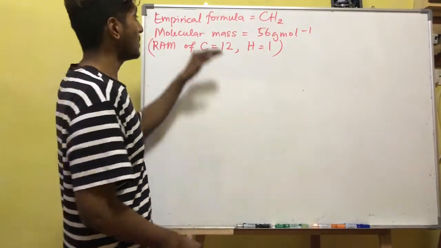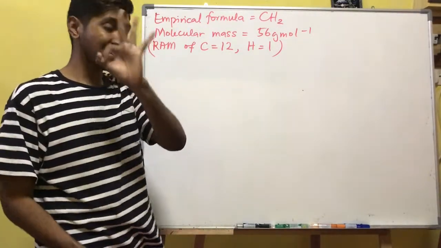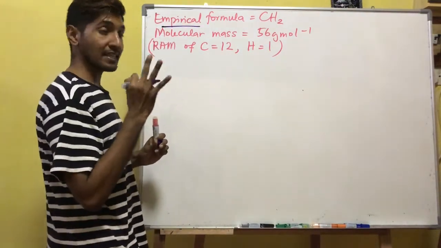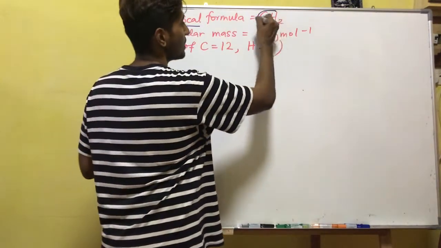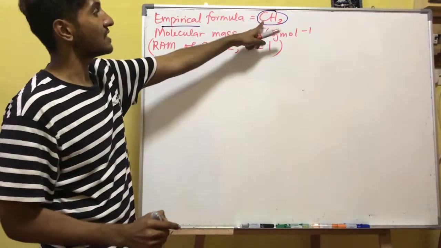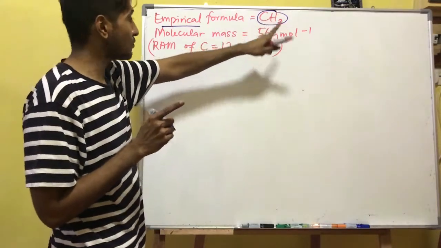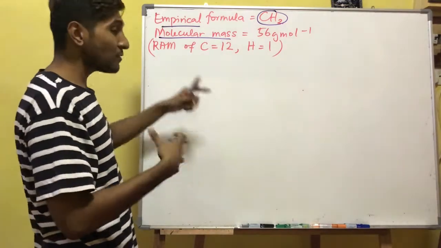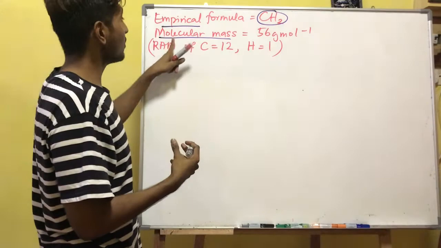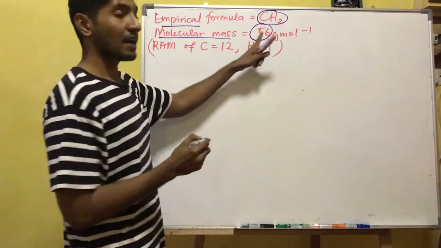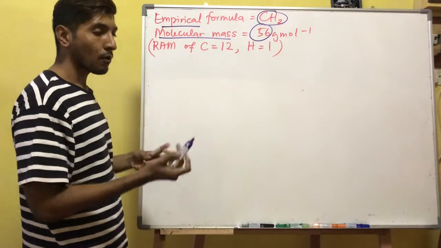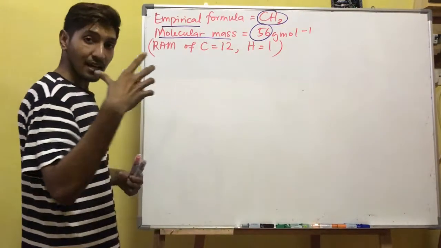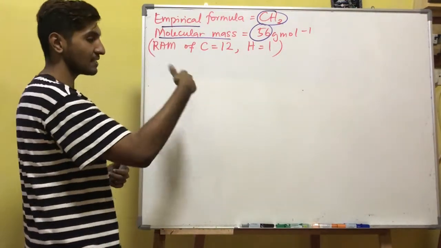Okay, another example. So, like I said, 3 main pieces of information need to be given. The first is the empirical formula, which in this case is CH2. So the empirical formula is CH2. We also need the molecular mass, which is 56. And we have the RAM, which is the relative atomic mass of carbon and hydrogen respectively.